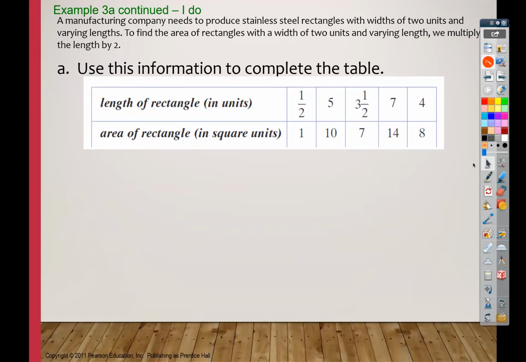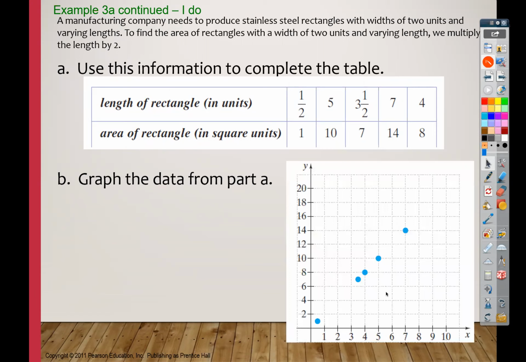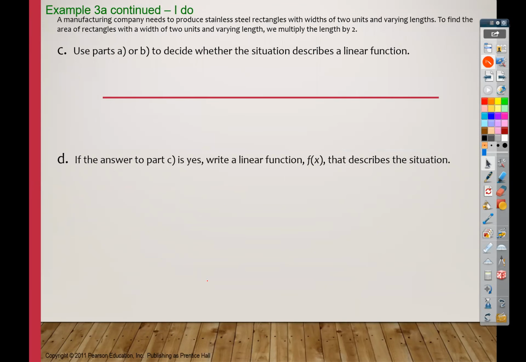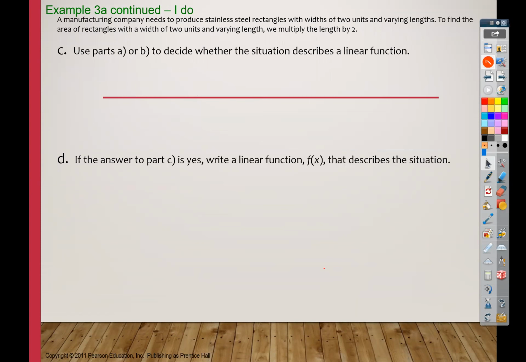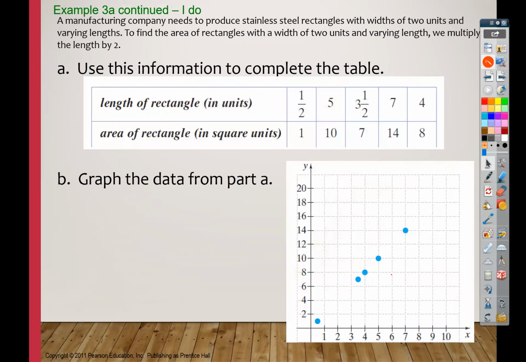Okay, so it says use it to complete the table. And then B said graph it. So all you have to do is plot those points as best you can: (1/2, 1), (5, 10), (3.5, 7), (7, 14), and (4, 8). So from that information, does that look like a linear function? Yes, it does. If you go back to the table, for every X, the Y doubles, okay?